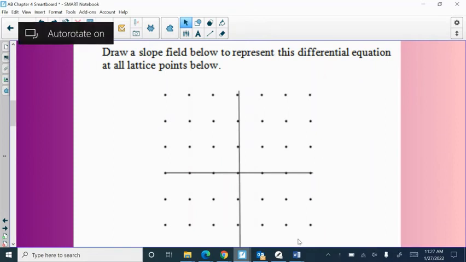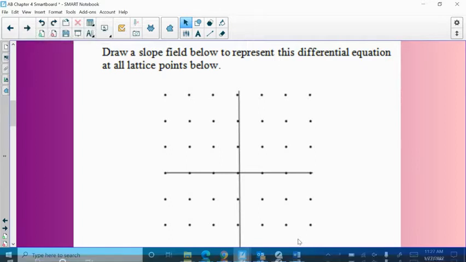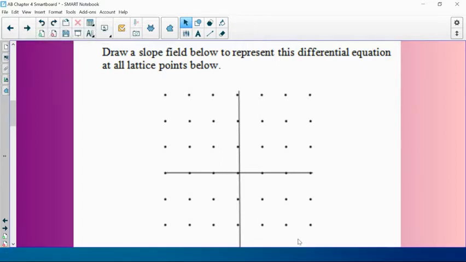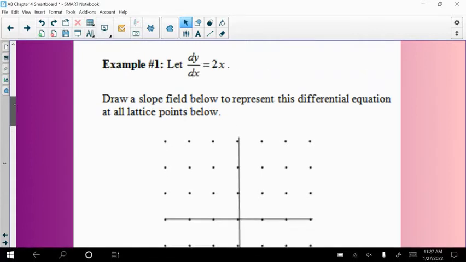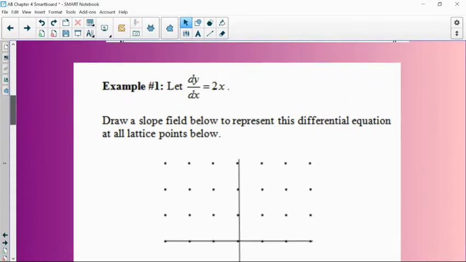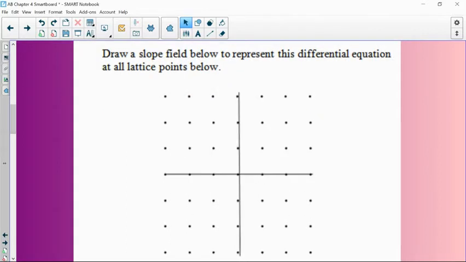Okay, so the goal of this video is to analyze and be able to create a slope field. A slope field really is just a visual representation of the behavior of the function, the behavior of the graph, based on just its slope. And so, here, example one, here's someone's derivative, dy/dx equals 2x.